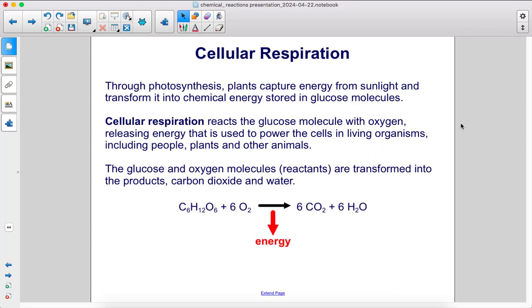Through photosynthesis, plants capture energy from sunlight and transform it into chemical energy stored in glucose molecules. Cellular respiration reacts the glucose molecule with oxygen, releasing energy that is used to power the cells in living organisms, including people, plants, and other animals. The glucose and oxygen molecules, the reactants, are transformed into the products, carbon dioxide and water.